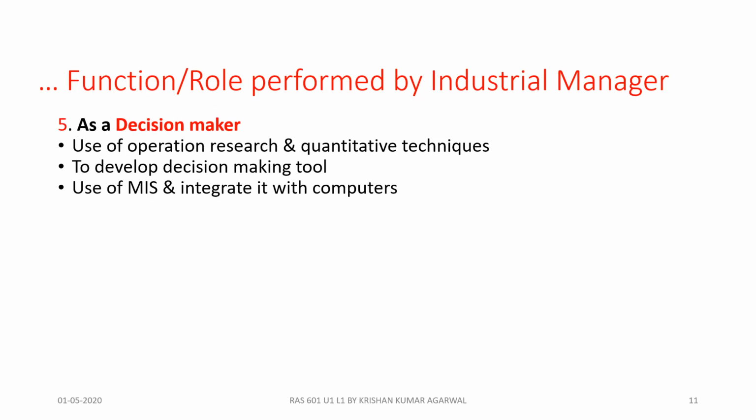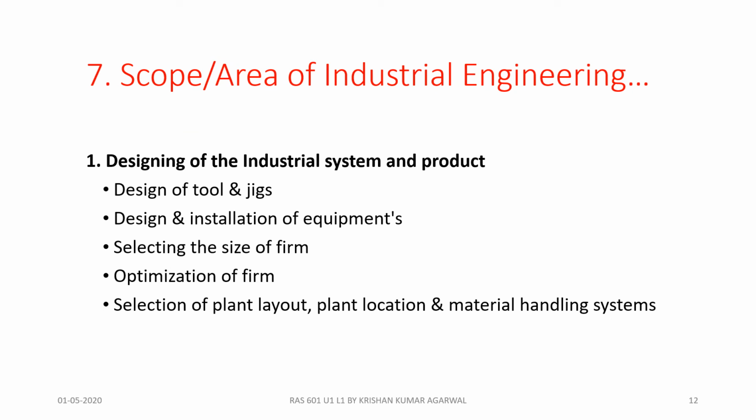Last but not least, he works as a decision maker. As a good decision maker, he works on operations research and quantitative techniques. He develops decision making tools like MIS, Management Information System, and integrates them with computers in order to make it effective and efficient. These were the roles performed by the industrial manager, and now we'll discuss the scope or area where industrial engineering can be used.